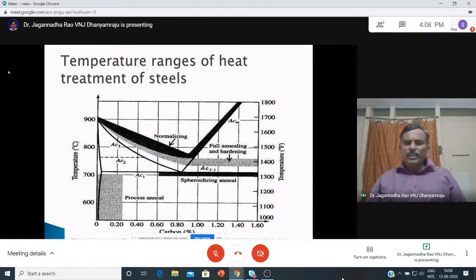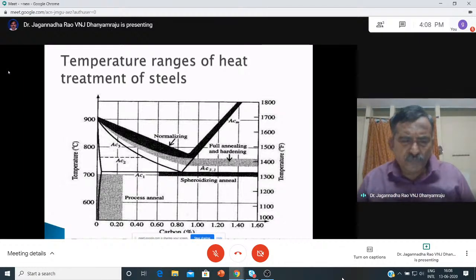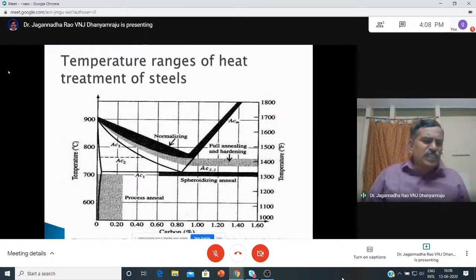See that black region at the AC31 line, which is the spheroidizing anneal, and the steel is cooled and heated alternatively above the AC31 line. Of course, there are so many processes. And you can see the process annealing region right on the left side of this diagram.